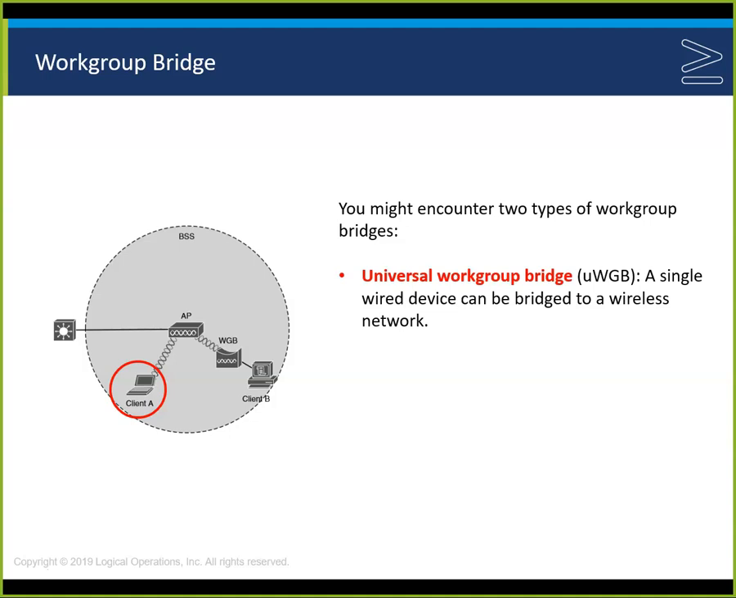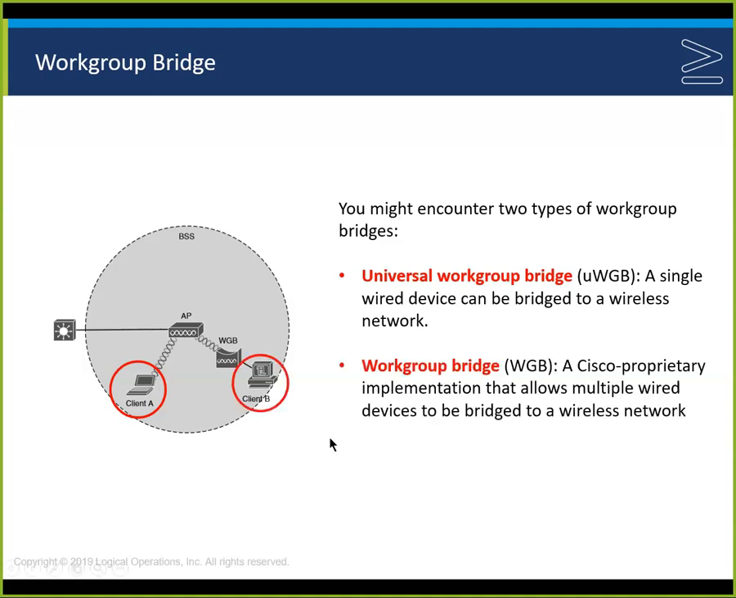The universal is a single wired device that can be bridged to a wireless network. And remember, a bridge is going to create a connection from one to the other. Going to have some other images here of what can go on with these things. Or we can have a work group bridge.